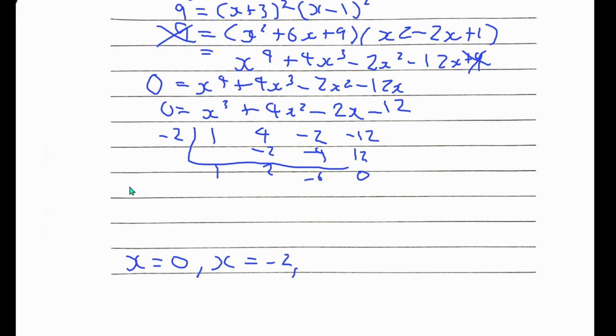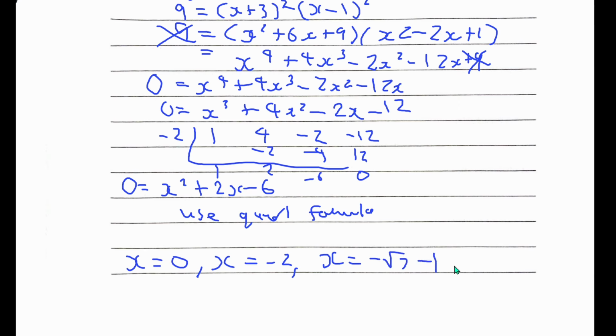So then I get a function of 0 equals x squared plus 2x minus 6. You have to use the quadratic formula and you'll get your two solutions, so I'm just going to write use quad formula. You guys can do that by yourselves. Negative root 7 minus 1 and x equals positive root 7 minus 1. Okay.